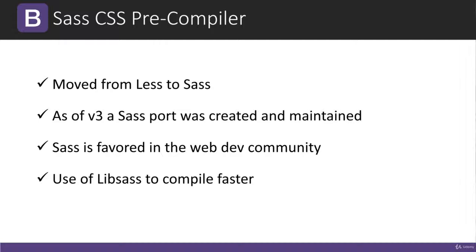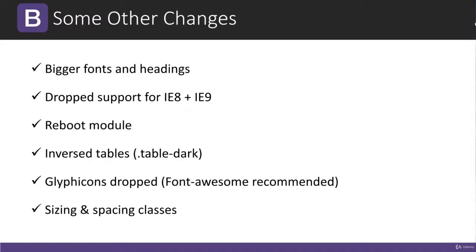Another big change is Bootstrap 3 used the Less CSS compiler, and now version 4 has moved to Sass due to its popularity over Less. Version 3 did have a port for Sass, but version 4 uses it natively. It also uses something called LibSass to compile your Sass even faster. And it's the second project, I believe, where we'll be building a theme using Sass.